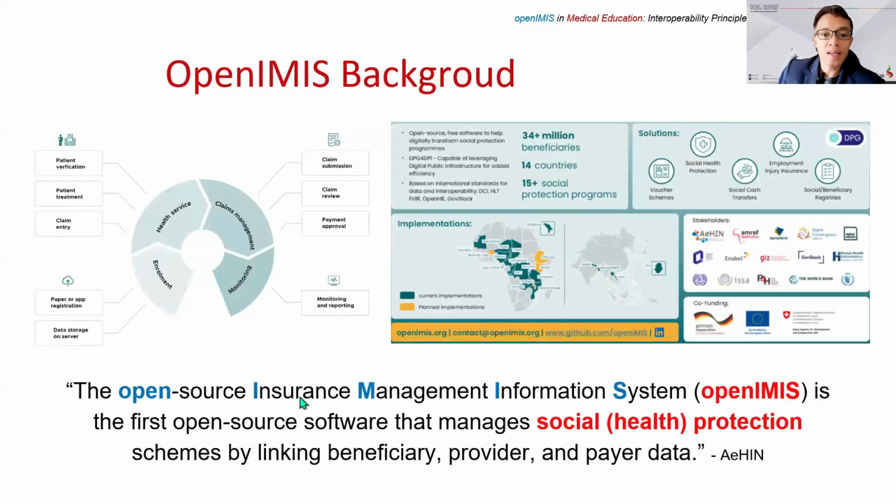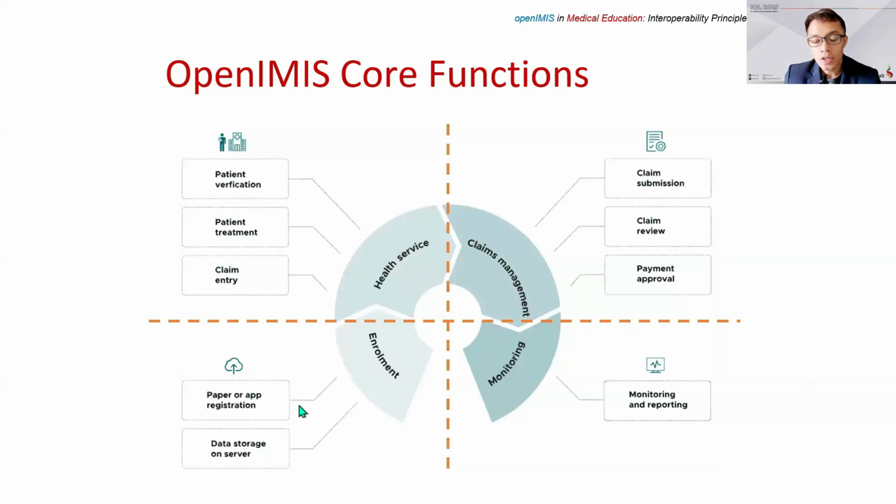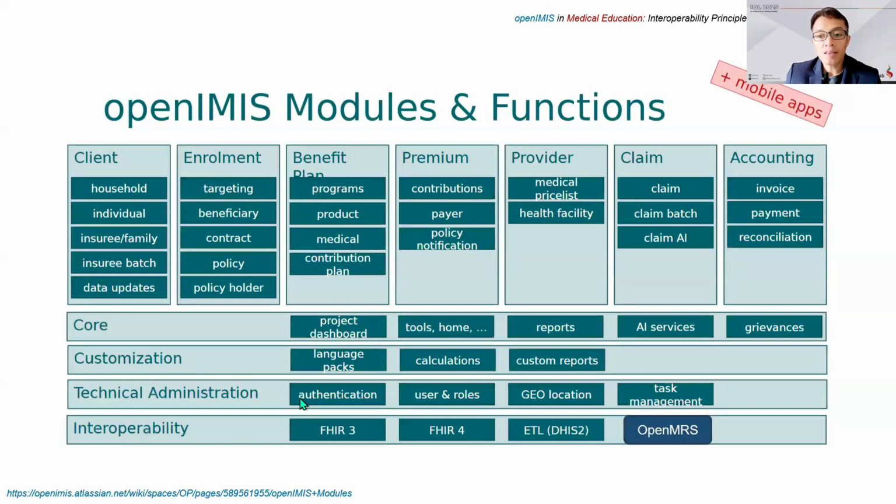Now, openIMIS is the first open source health information technology for the linking of beneficiary, provider, and payer data. It is currently being implemented in multiple countries, including Nigeria, Tanzania, Nepal, and Bangladesh, and is currently establishing a community of practice for openIMIS users here in Southeast Asia. openIMIS has three core functions: client enrollment, health claims entry, and health claims management, including feedback, reporting, etc. All of this is in the backdrop of continuous feedback, monitoring, and reporting. openIMIS is also modular in nature and thus has a high degree of customizability for each use case.